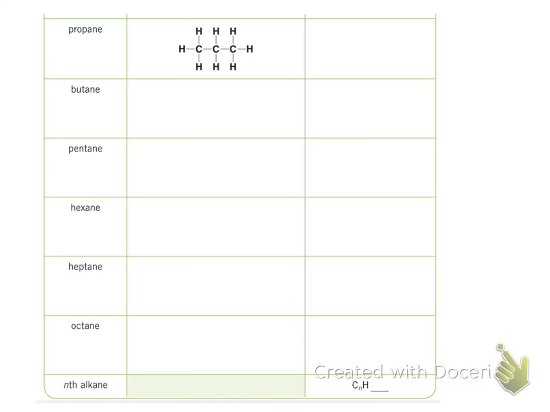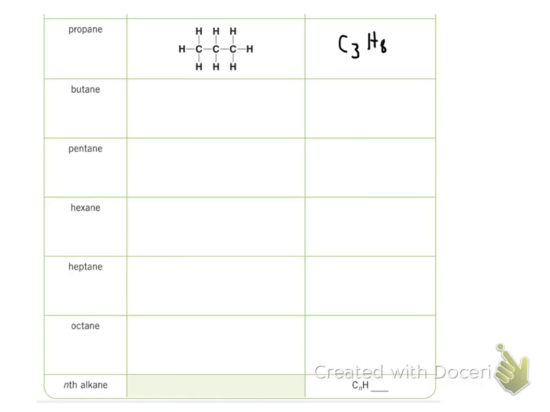For propane, there's 3 carbons, and H's all around. There's actually 8 H's. So it would be C3H8. C3H8, that is correct. It's a terrible looking 3. There. Okay, so draw the next one, and then the formula.